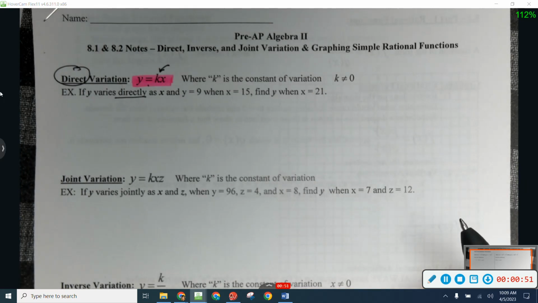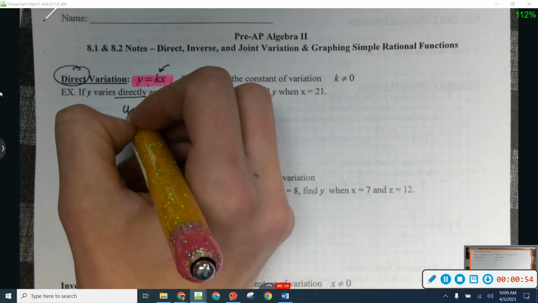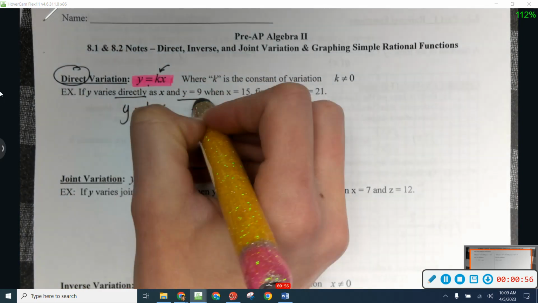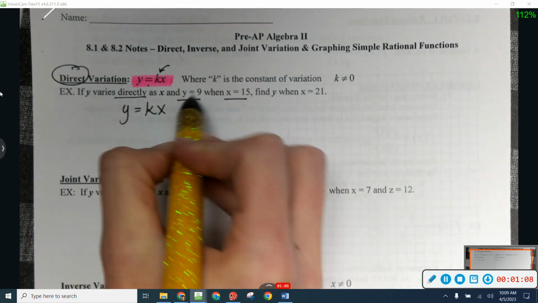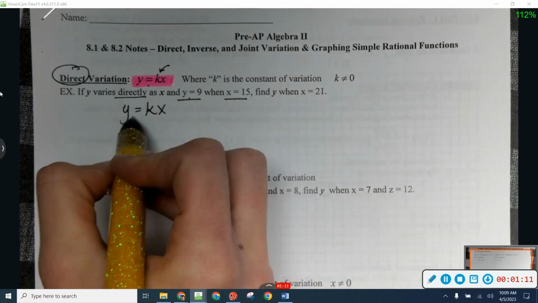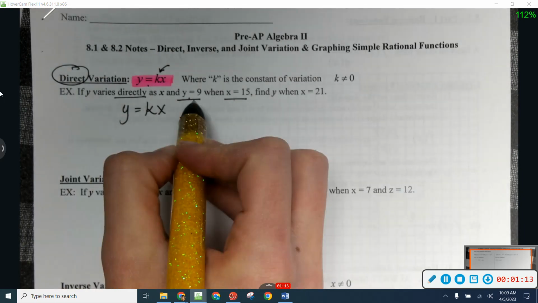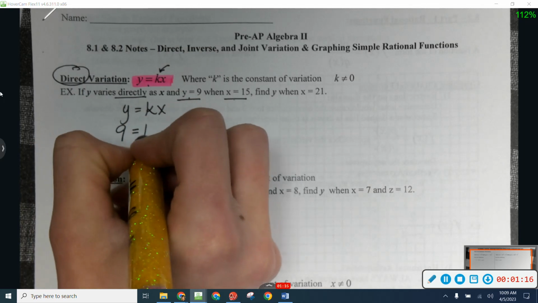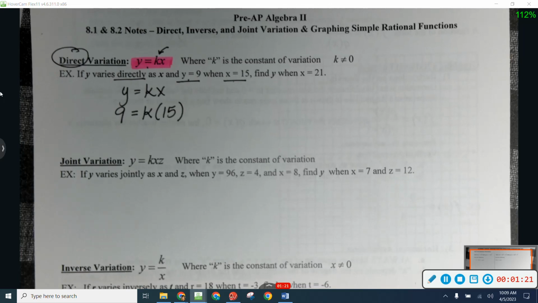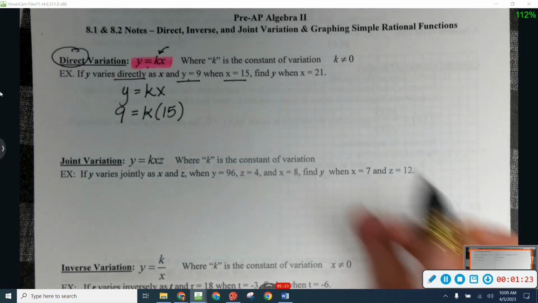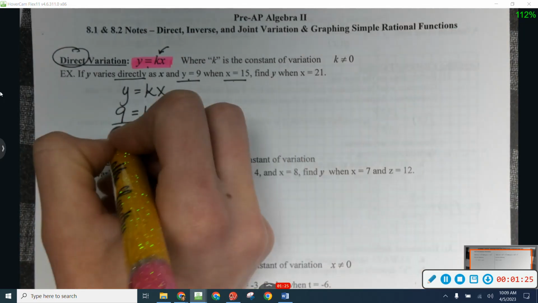So if y varies directly with x, that's your y equals kx, and y equals 9 when x equals 15, find y when x equals 21, okay? We are not setting up equal proportions or anything like that. We are plugging in your original x and y, and you're going to solve for that k. So if I have y equals 9 and x equals 15, I've got 9 equals k times 15. To solve for k, I'm going to divide by 15.